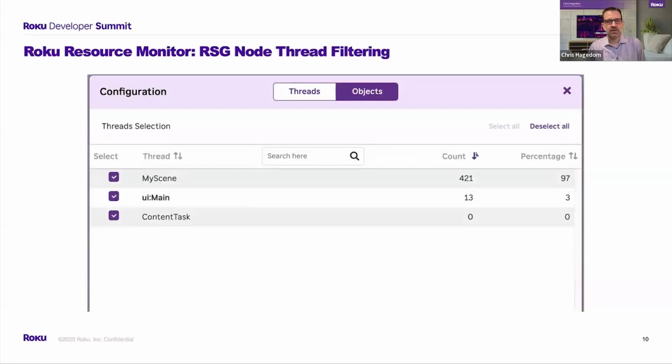Okay, this next screenshot shows the thread filtering on those panels. So again, the BrightScript object panel and the scene graph node panel both now have this thread filtering. So when you're in those panels, you can come into this dialog. It'll give you a list of all the threads that have existed during the channel session that's currently active. And you can select exactly which threads you're interested in. And then when you go back to the panel, it will only show you data for those threads.